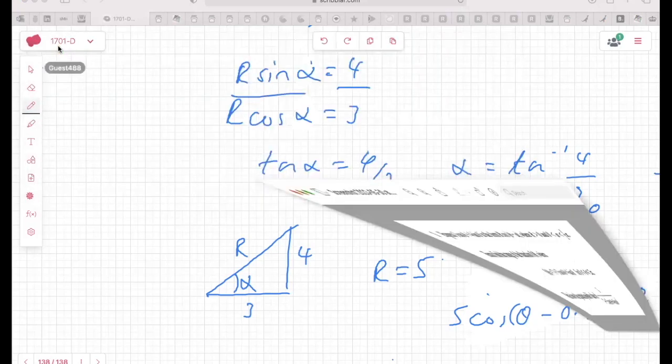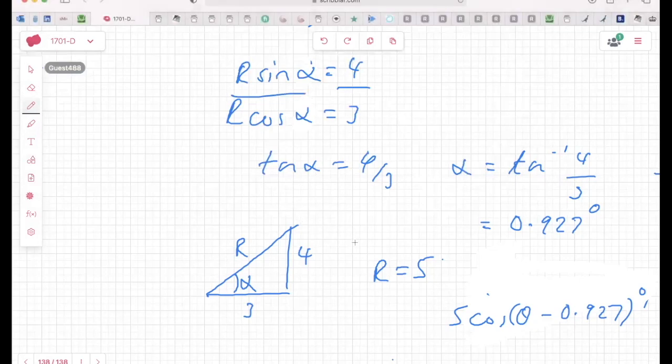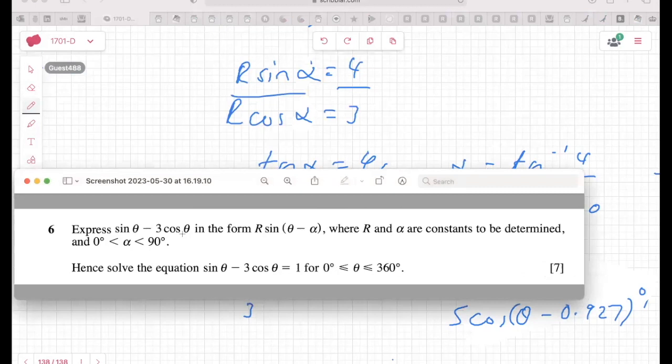Okay, so let's have a look at the third scenario. Express sine theta minus 3 cos theta in the form r sine theta minus alpha, and solve the equation. So to solve that equation, we'd ideally like it in just a single sine, and then we can do inverse sine. So we just do exactly the same thing. I'm just going to use sine theta minus alpha. This time it'll be sine theta cos alpha minus cos theta sine alpha. And then we compare coefficients. So again, what's the number in front of sine theta? It must be 1.